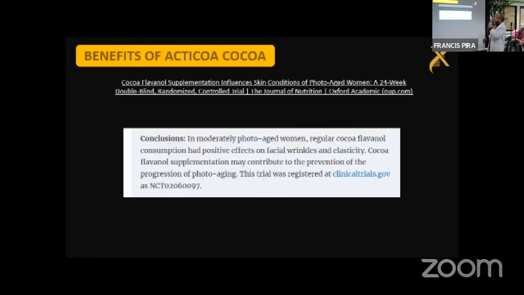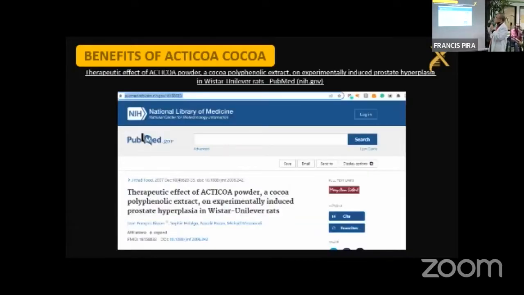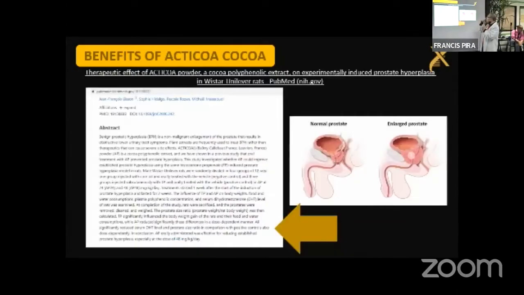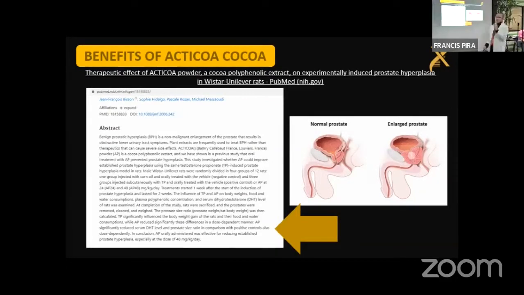Next slide, please. So the Acticoa powder, which is actually the main component of our product. Next slide, please. So it also prevents the occurrence of the enlargement of the prostate.